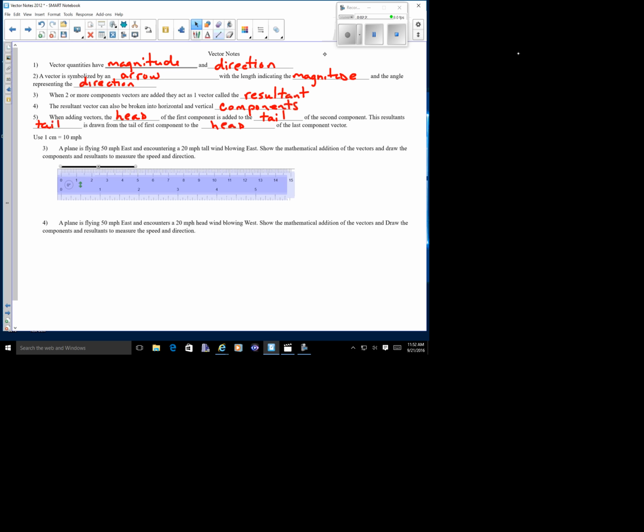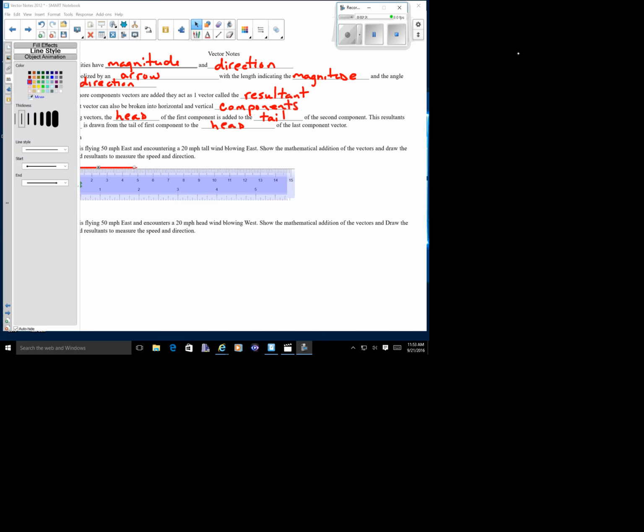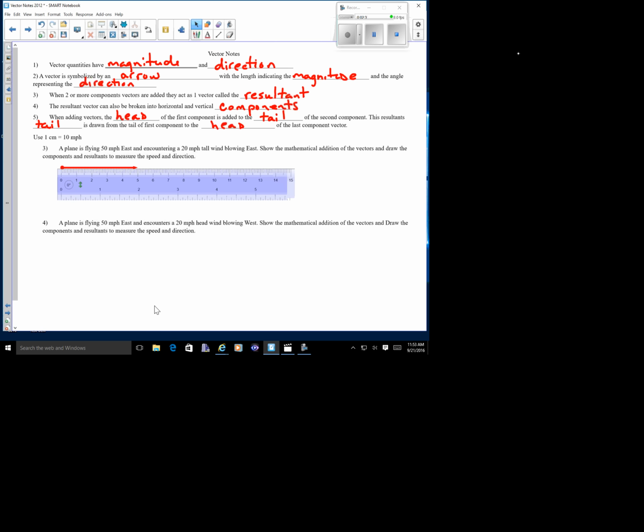Well, if you notice the notes up here, it says when adding vectors, the head of the first component is added to the tail of the second component. So I'm going to draw the next arrow here, with its tail connected to the head, but the wind's only blowing 20 miles an hour, so I'm only going to draw that 2 centimeters long. And with this green so you can see this. So therefore, those two vectors are added together, but now I need to draw a resultant to show how fast the plane's actually going to go. I'm going to draw that in black here.